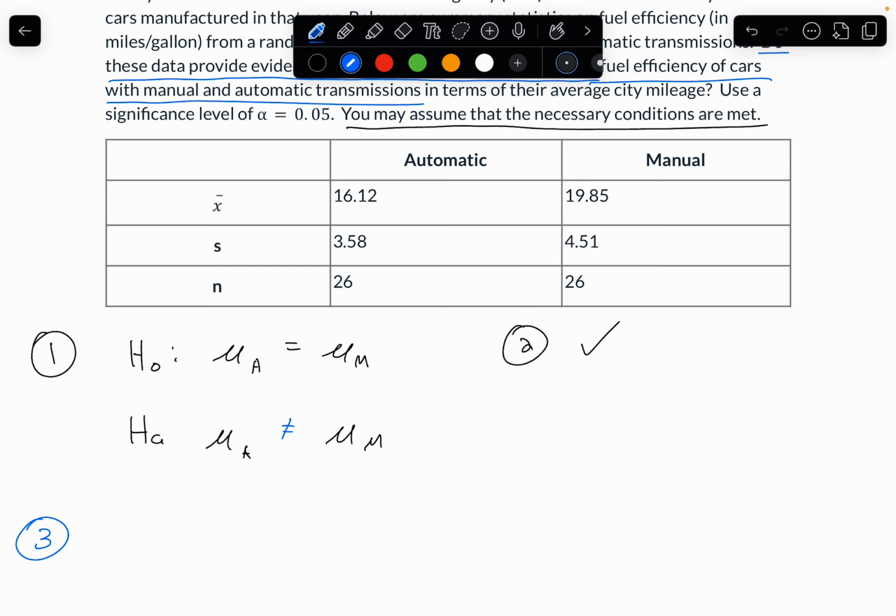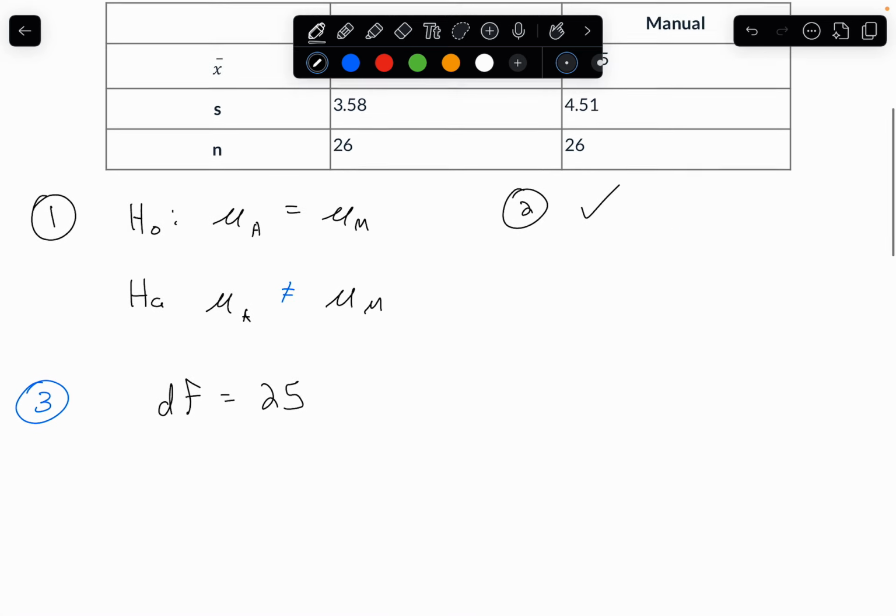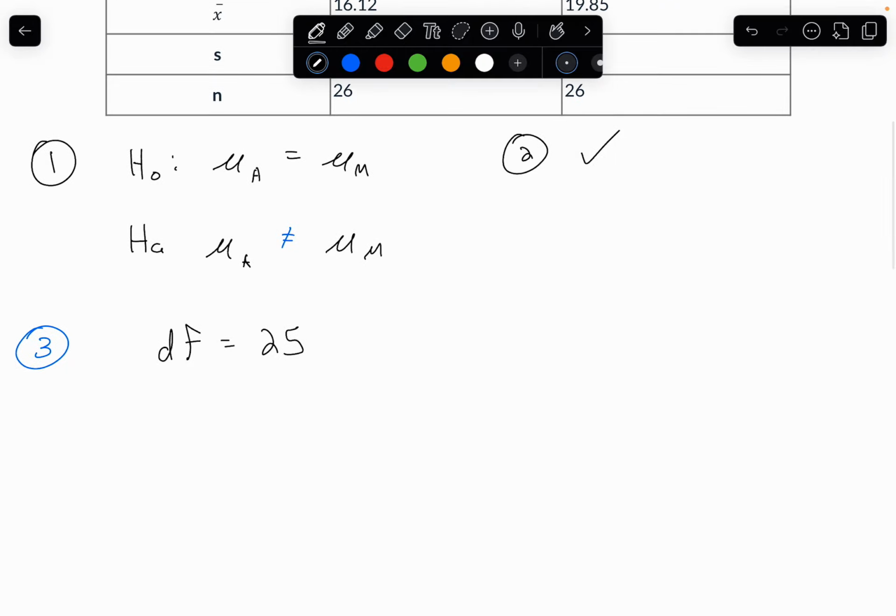If you would like to try that out by hand, you certainly could. However, I'm going to encourage you to use the graphing calculator just because we can be more specific and more precise in particular with our p-value here. The one thing I would say is degrees of freedom, we can go ahead and find that. In this case, we have the same sample size for both of these, so it would be 26 minus 1 or 25. We don't have to worry about which one is smaller because they're the exact same. So we have our degrees of freedom.